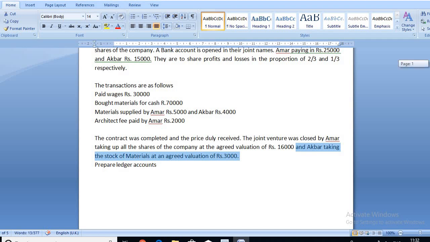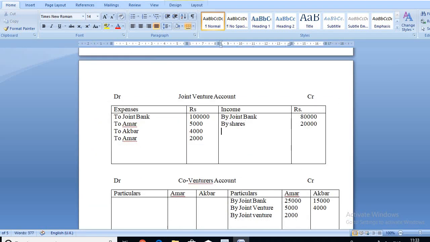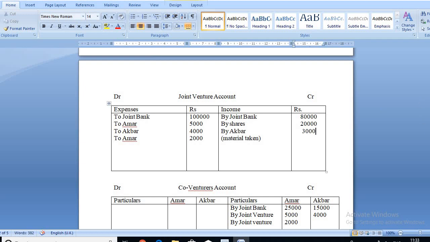The income should be recorded in the joint venture account. By Akbar, taken over material, in bracket we can write materials taken over. So how much is it taken over for? 3,000. Now cross posting. Here Akbar is debited 3,000, and in the joint venture account it is credited. So this transaction is over.